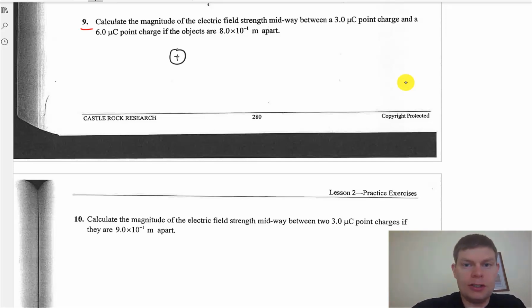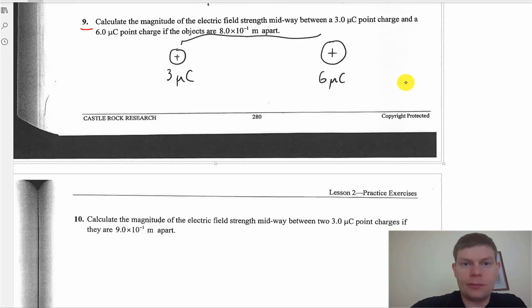let's say, I'll write this, and let's say a 3 microcoulomb charge. And then let's say we got a bigger charge over here, let's say 6 microcoulomb charge. Now distance between them is this guy right here.